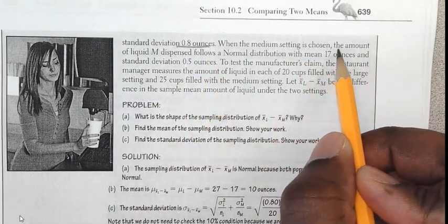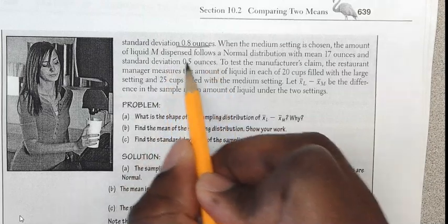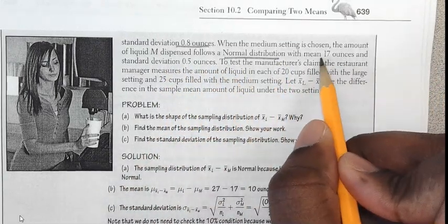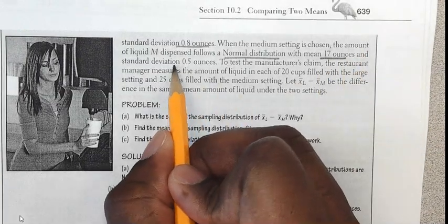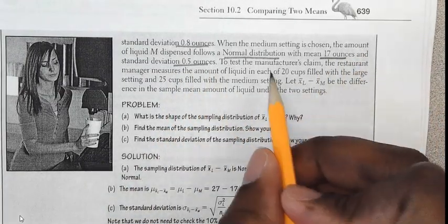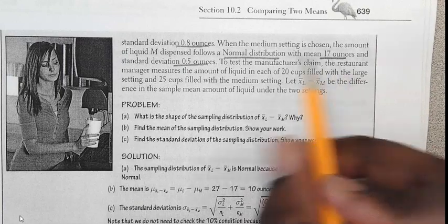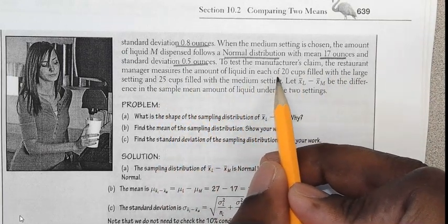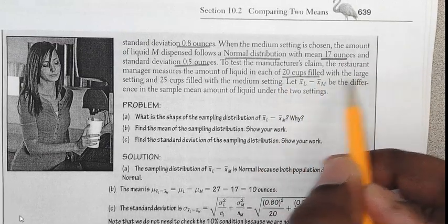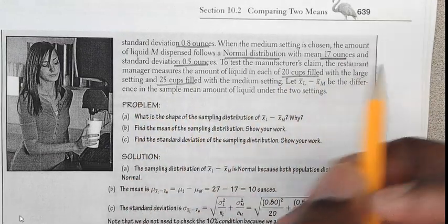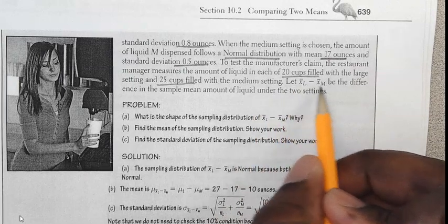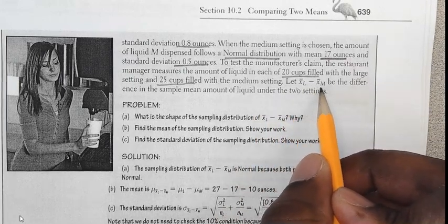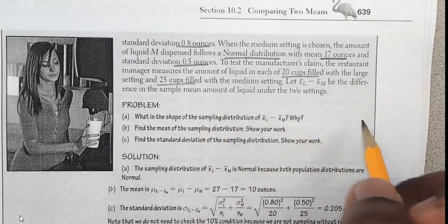When the medium setting is chosen, the amount of liquid M, for medium, dispensed is normally distributed with a mean of 17 ounces and a standard deviation of 0.5 ounces. The restaurant manager measured the amount of liquid in each of 20 cups filled with the large setting and 25 cups filled with the medium setting. Let X bar sub L minus X bar sub M be the difference between those two means.